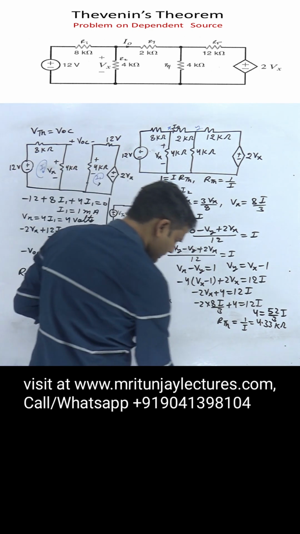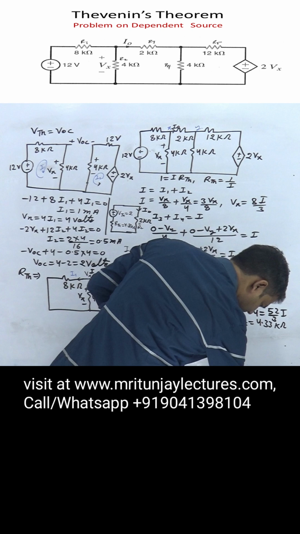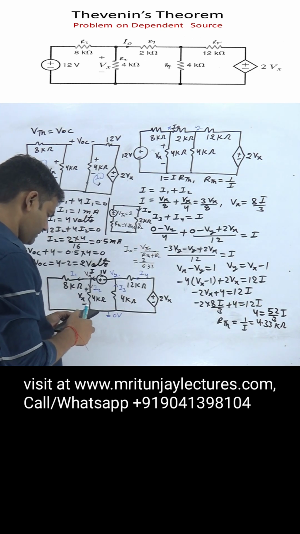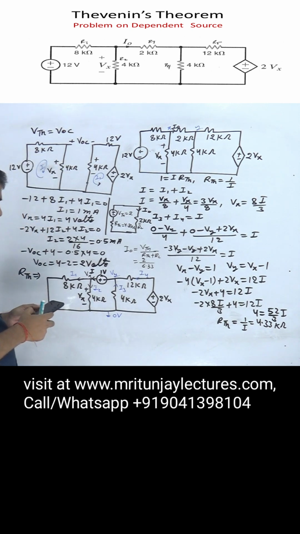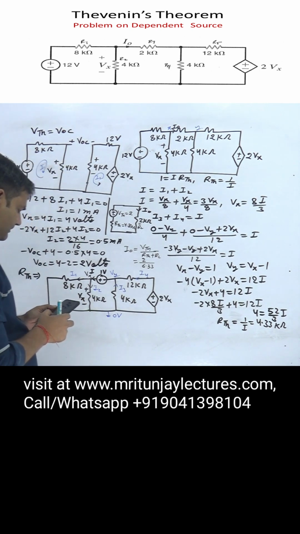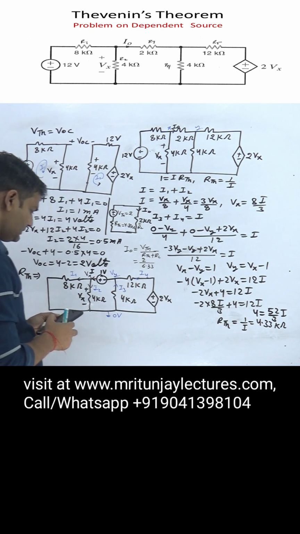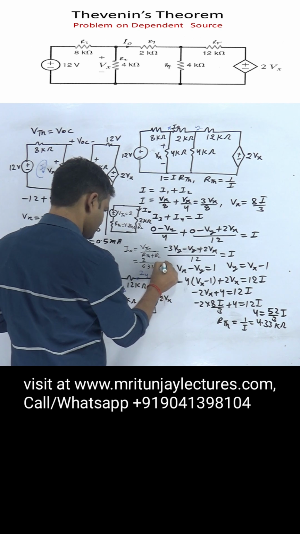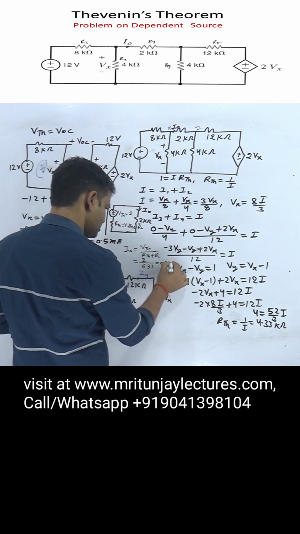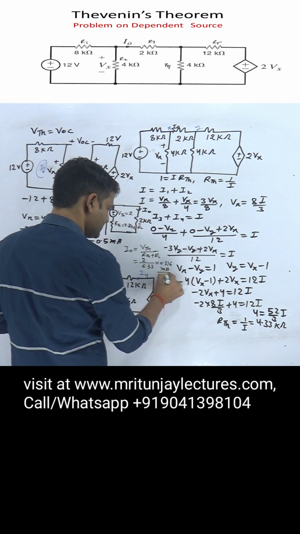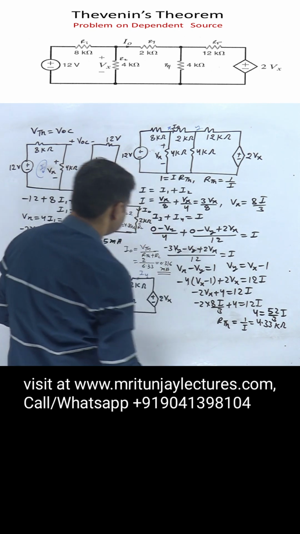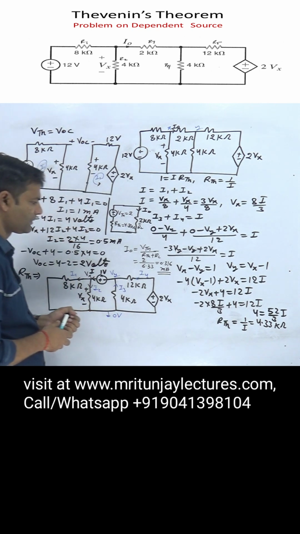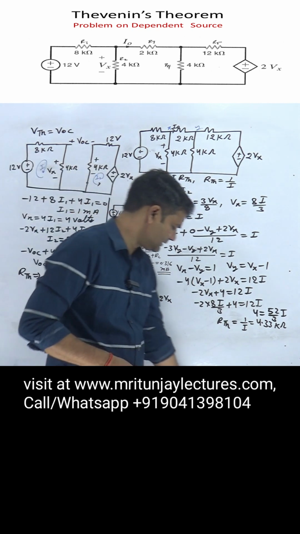So 2 divided by 6.33, then we get 0.316 milliampere, which is the right answer. Clear or not? Okay, so I naught is clear.